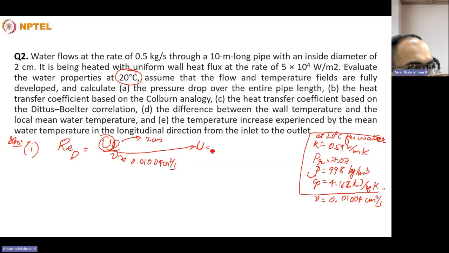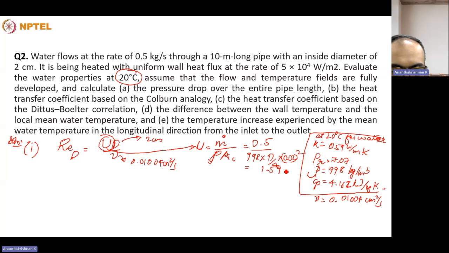So the average value of u will be equal to the mass flow rate divided by rho into cross-sectional area. The mass flow rate is 0.5 kilogram per second. Rho is 998. Area is pi by 4 diameter squared. So the value of u is equal to 1.595 meter per second. Plug it in the previous equation.